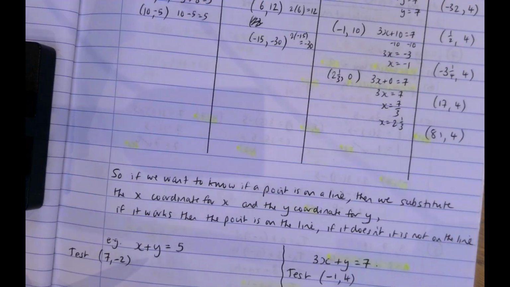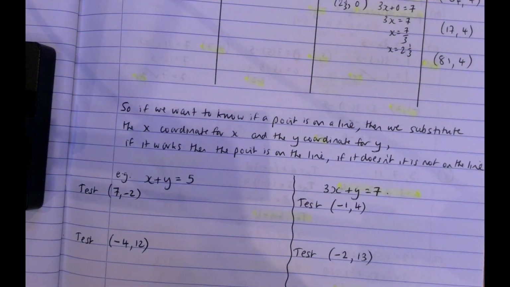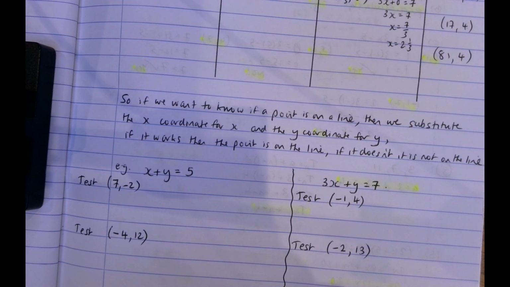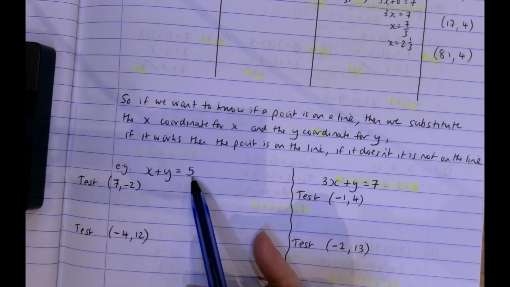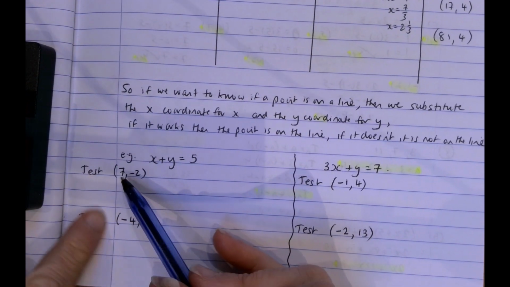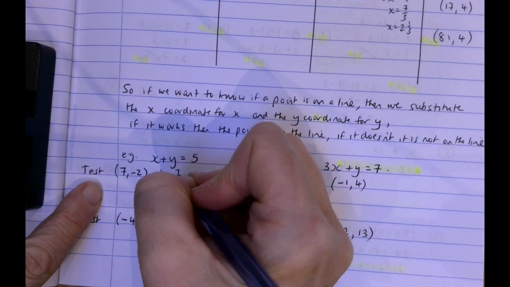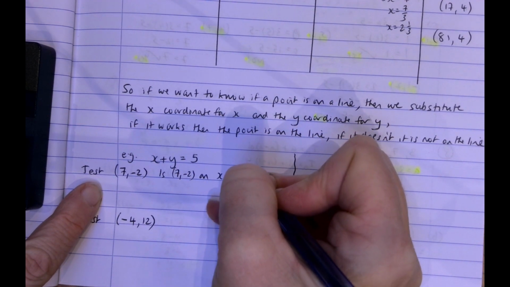So if we want to know if a point is on a line, what we do is we substitute the x coordinate for x and the y coordinate for y. If it works, then the point is on the line. If it doesn't, it's not on the line. So here's our one from a minute ago, x plus y equals 5. And here are two points that we have to test. We want to know, is (7, -2) on this line? So is (7, -2) on x plus y equals 5?